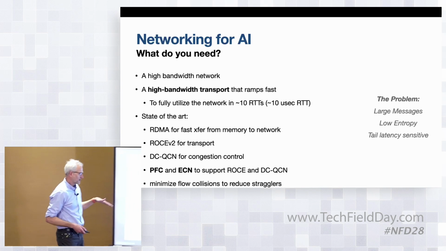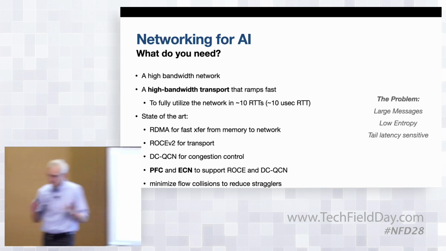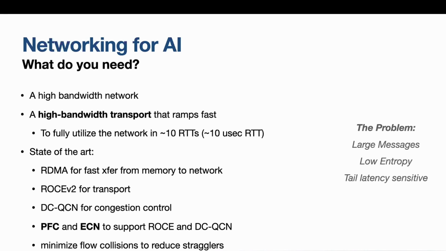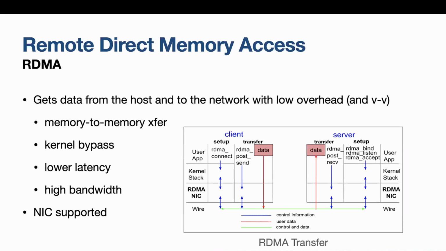So the state of the art for this, and again, I'm trying to solve these problems over here, the problems of large messages, low entropy, and this tail latency sensitivity. The state of the art is to use RDMA, which we'll talk about, for fast transfer from memory to memory. ROCE v2, which is RDMA on top of that as a transport protocol. And I'll talk about each of these. DCQCN, which is a data center optimized congestion control protocol. PFC and ECN are network technologies in support of ROCE. And then a network design, or really a switching architecture, that can minimize flow collisions to address this straggler problem where I have one flow that's the slow one that's holding everybody up.